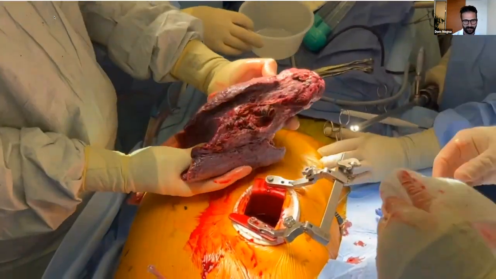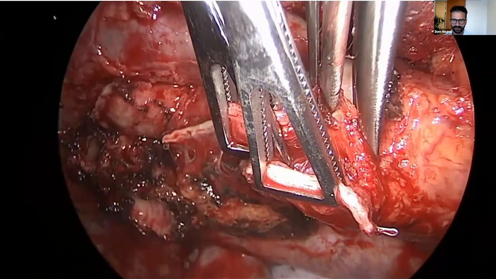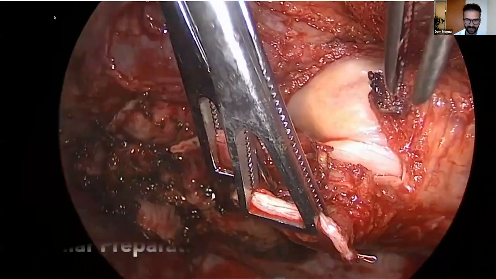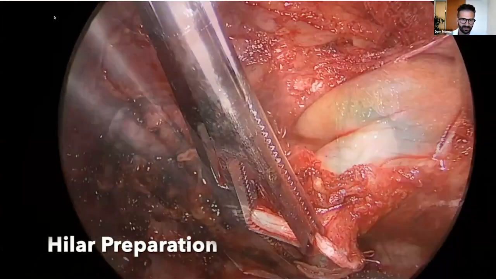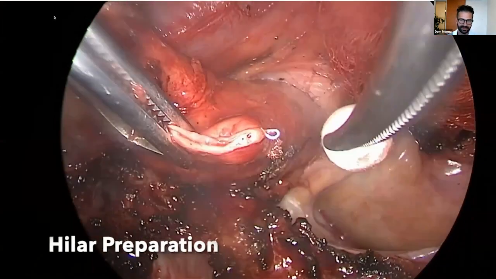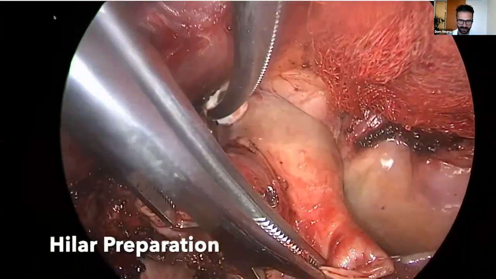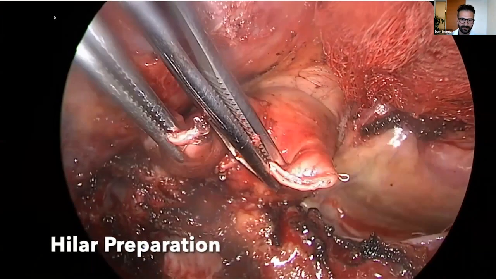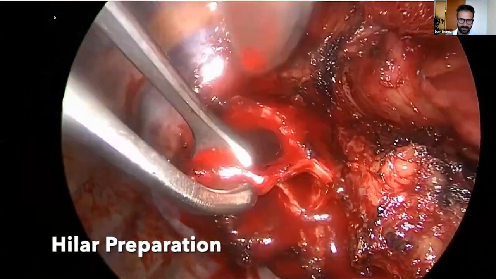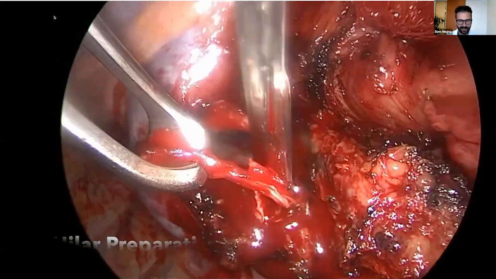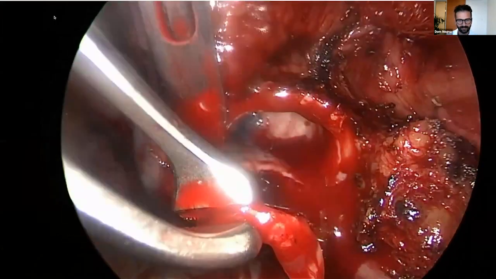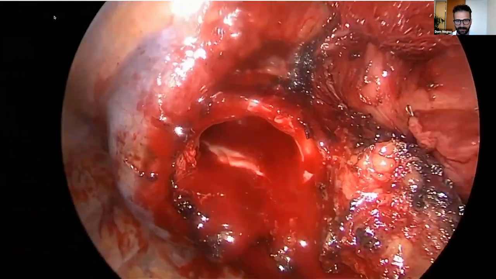Once the lung is out, then we prepare the hilum in a standard fashion. Left atrium first. Then we move on to the PA, clearing the SVC and any of the posterior attachments, getting adequate length. We then sharp cut the bronchus back a bit. And then we start our implant.